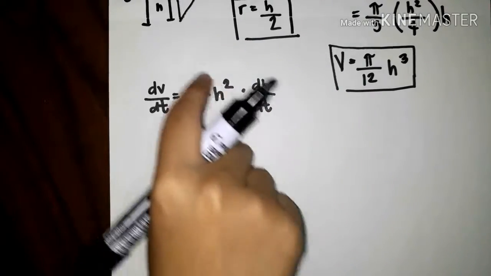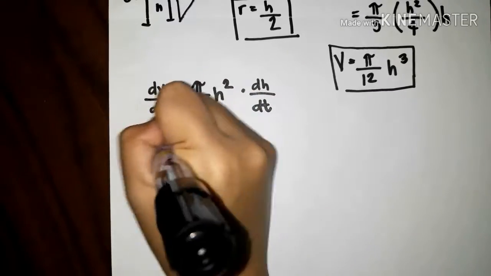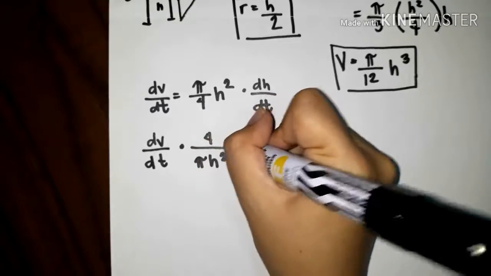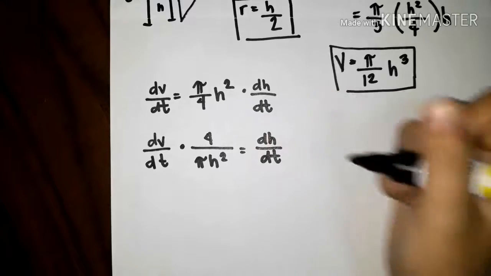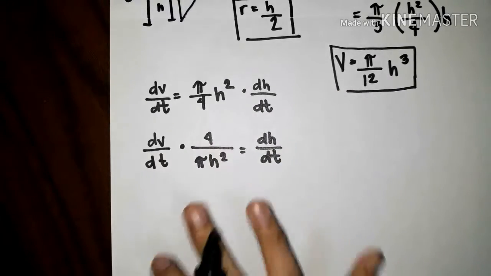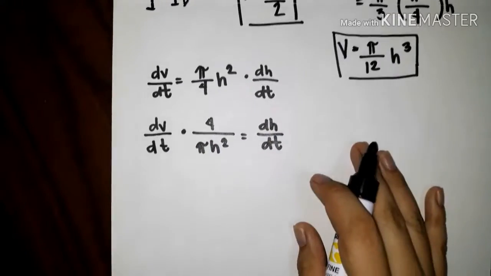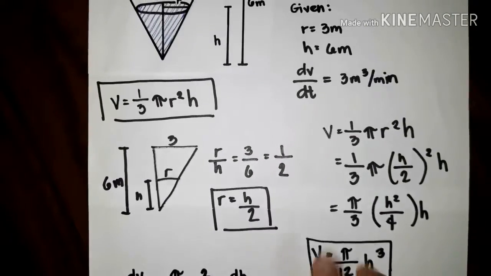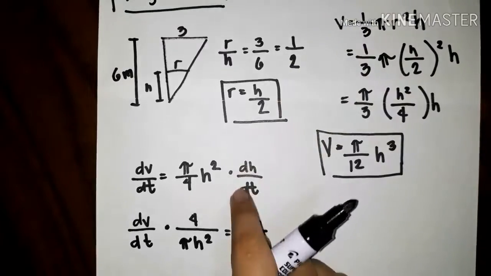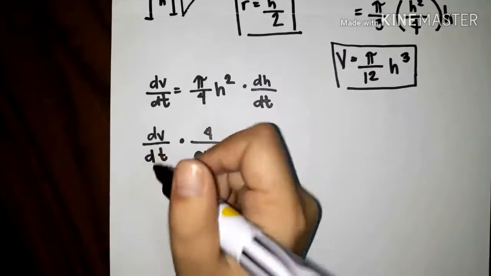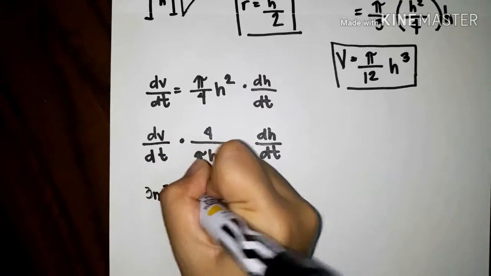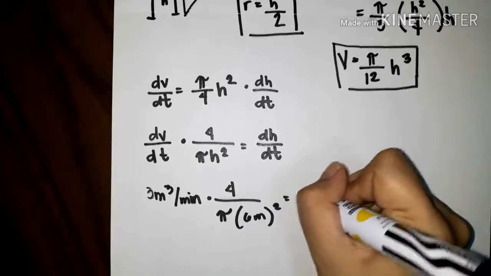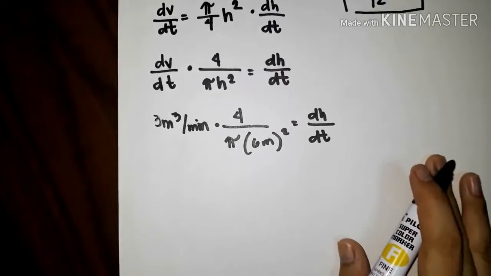We're just going to flip this over here. So we get dV over dt times 4 over pi h squared is equal to dh over dt. This is the expression for dh with respect to time. Now we are going to substitute the values of dV over dt and h. Remember that dV over dt is 3 meters cubed per minute, and h is 6 meters. So we substitute: 3 meters cubed per minute times 4 over pi times 6 meters squared is equal to dh over dt. We're going to solve that.